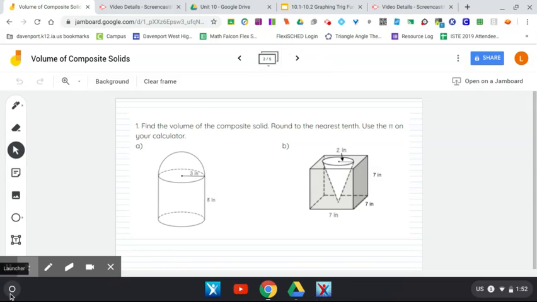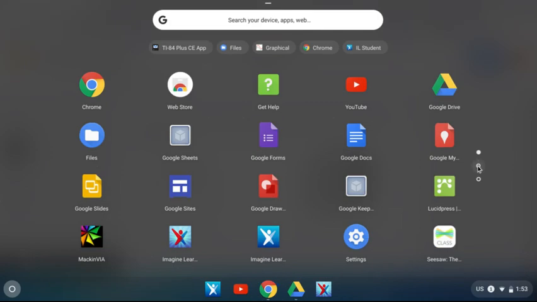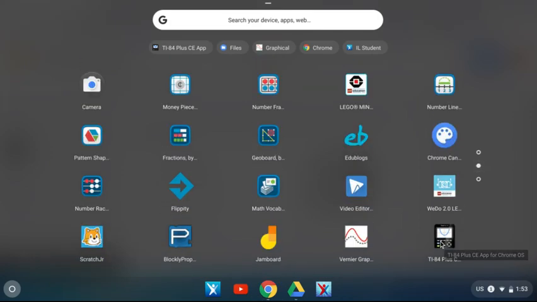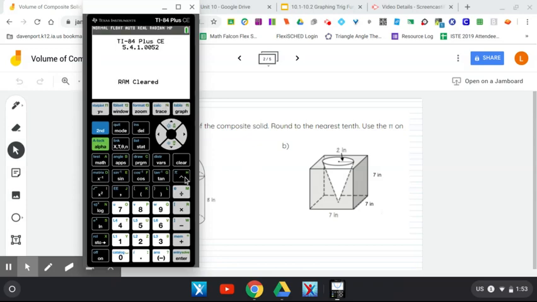Okay, so if you haven't already been shown this, to access the graphing calculator on your Chromebook, you hit this white circle button in the corner. You arrow up here, and then it should be on the second or third page, and it says TI-84 Plus. The pi button is found right here. You just have to hit second, and then the caret key.